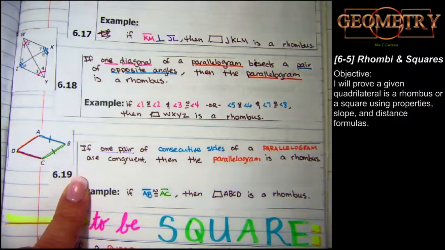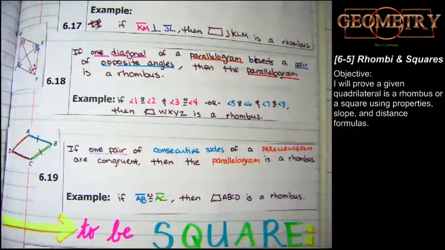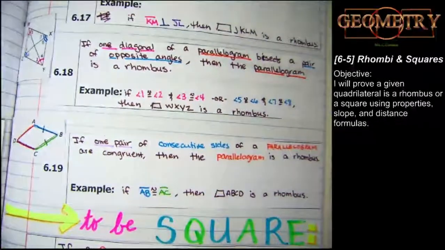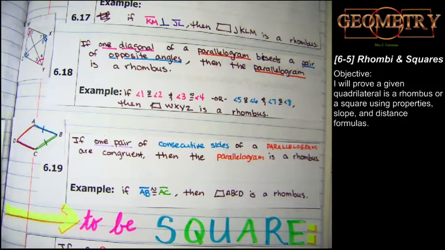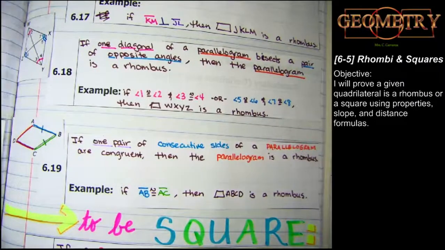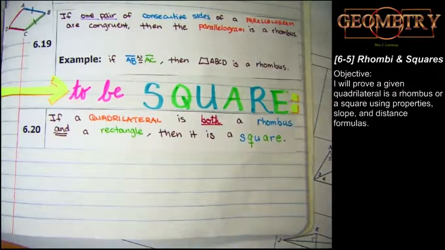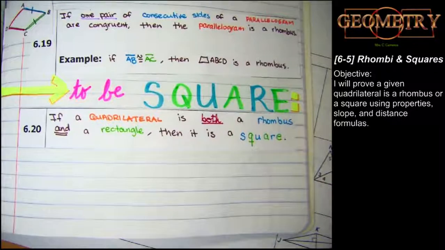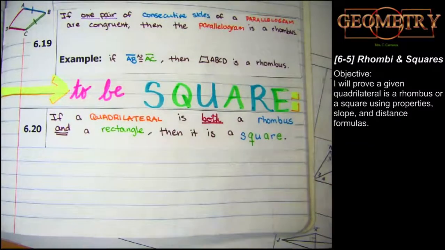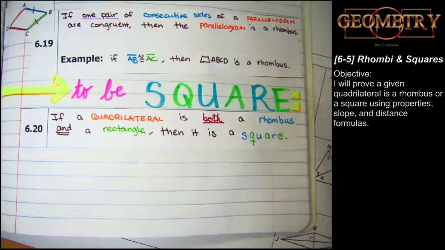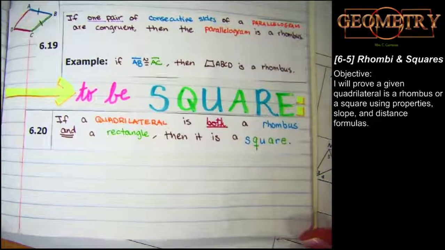Okay? All three of these only work if you already have a parallelogram in front of you. So you either have to be told it's a parallelogram or you have to prove it's a parallelogram before you can use these to say it's a rhombus. Clear? Okay. And then the last one is if you've got some sort of quadrilateral and it's both a rhombus and a rectangle, it's a square. Okay? So these are the 5 theorems and 2 definitions that we're going to be using for the examples today. Ready? Here we go.